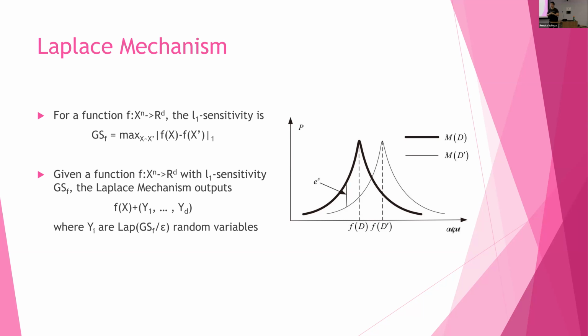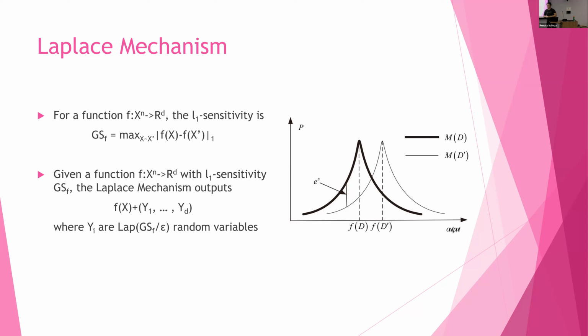They don't want the output to change too much. So if the output can change a lot in L1 sensitivity between two neighboring data sets, it's natural that you want to add more noise to mask that change. And that's why the Laplace mechanism scales with it.